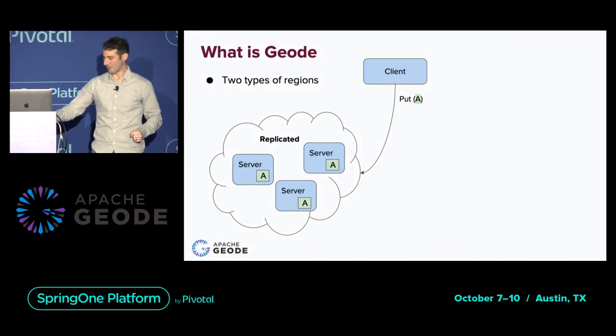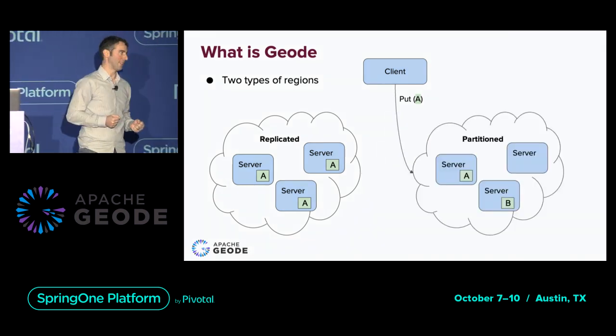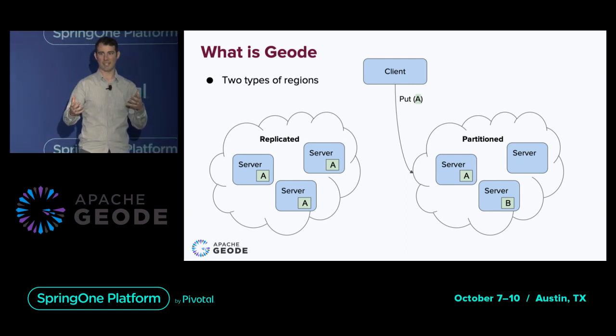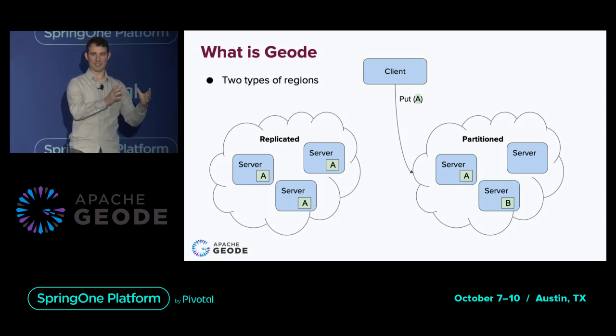And then the other type of region we have is what we call a partitioned region. With a partitioned region, we're doing partitioning or sharding of your data so that each server has a different slice of your data stored on that server. And then you can add more servers to scale out your capacity.